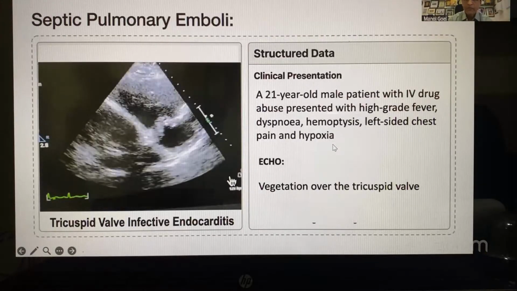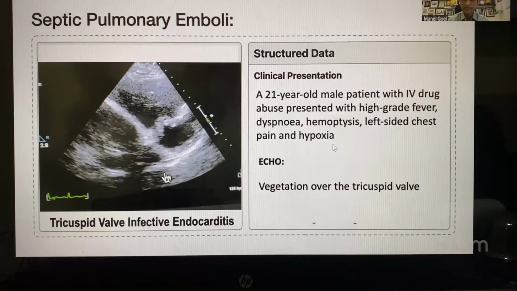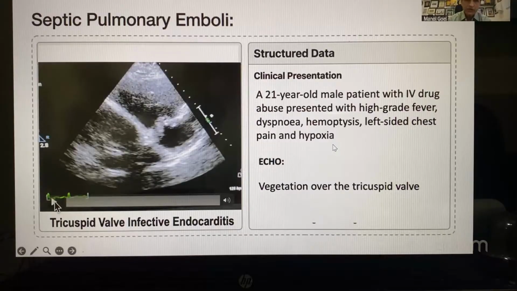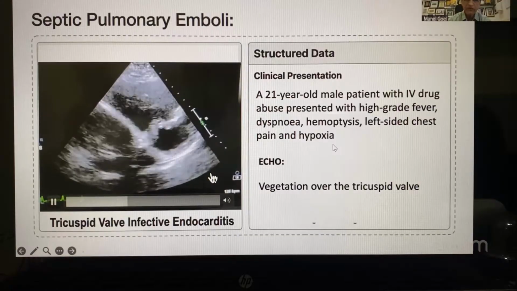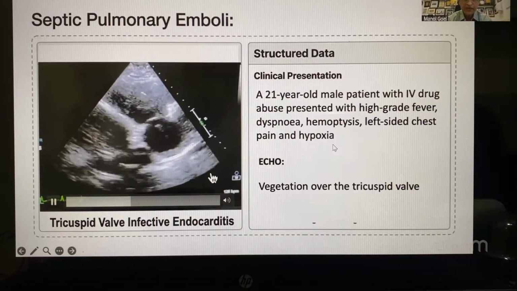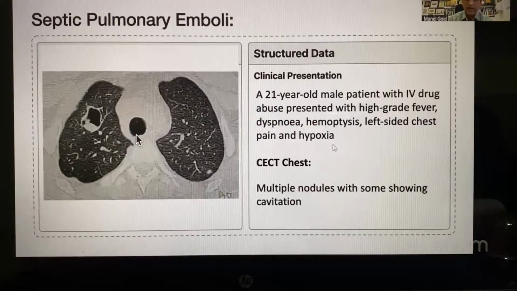This is one case of septic pulmonary emboli. This was a 20-year-old male patient with a history of IV drug abuse, and he presented to us with high-grade fever, dyspnea, hemoptysis, left-sided chest pain, and hypoxia. The echo showed vegetation over the tricuspid valve. As you can see, it is floating over there. So this patient had tricuspid valve infective endocarditis with IV drug abuse as the precursor.